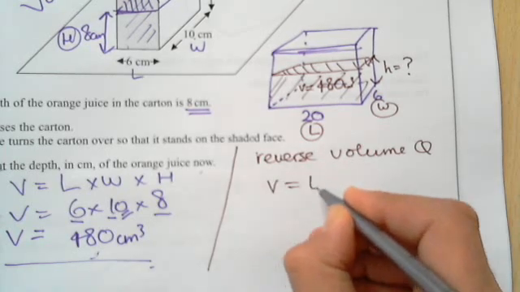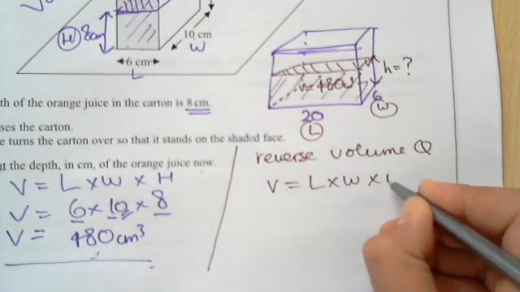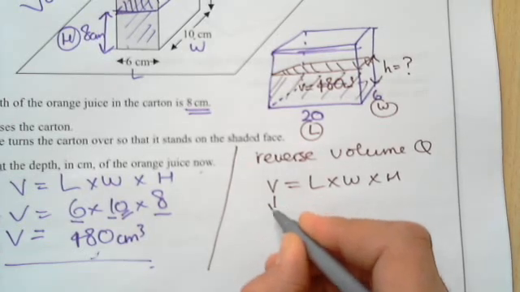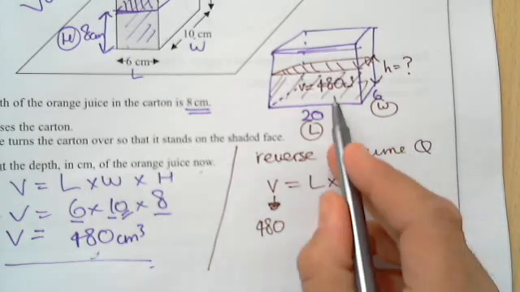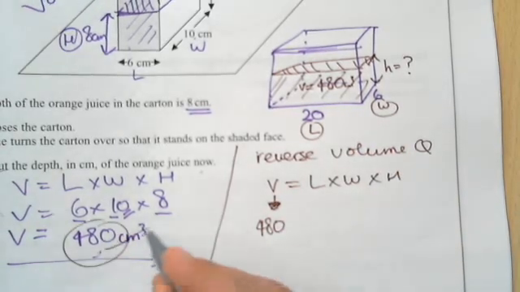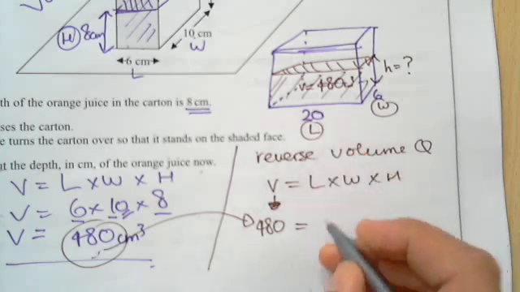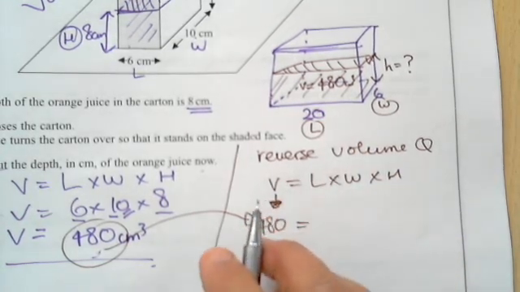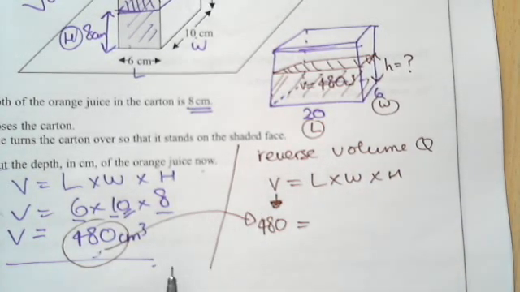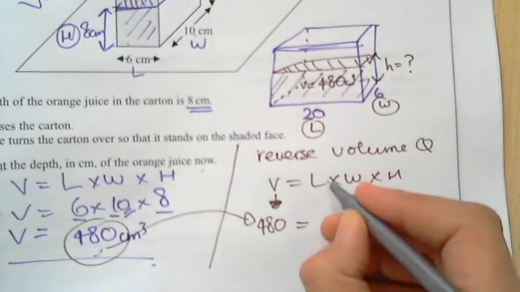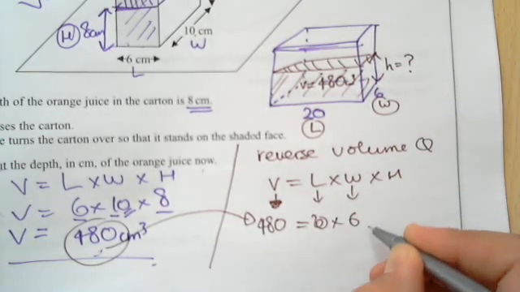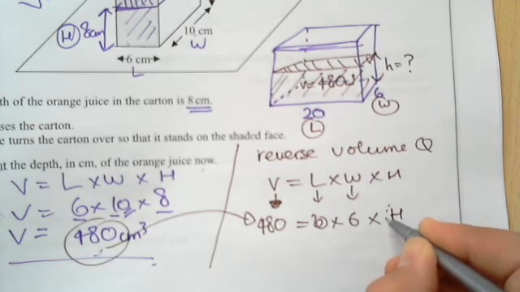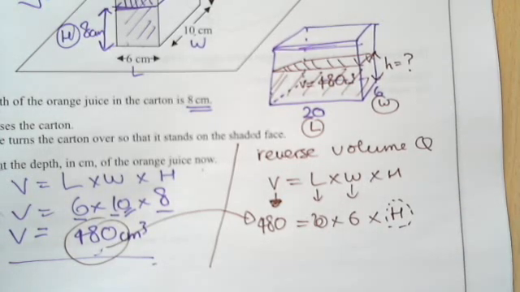So V equals, the formula is exactly the same again. Now we know the answer. So the answer is 480. That's the answer that came from the first part. The length we know is 20. So the length is equal to 20. The width is equal to 6. And the height we leave as h. So this is the bit here that we're trying to work out.